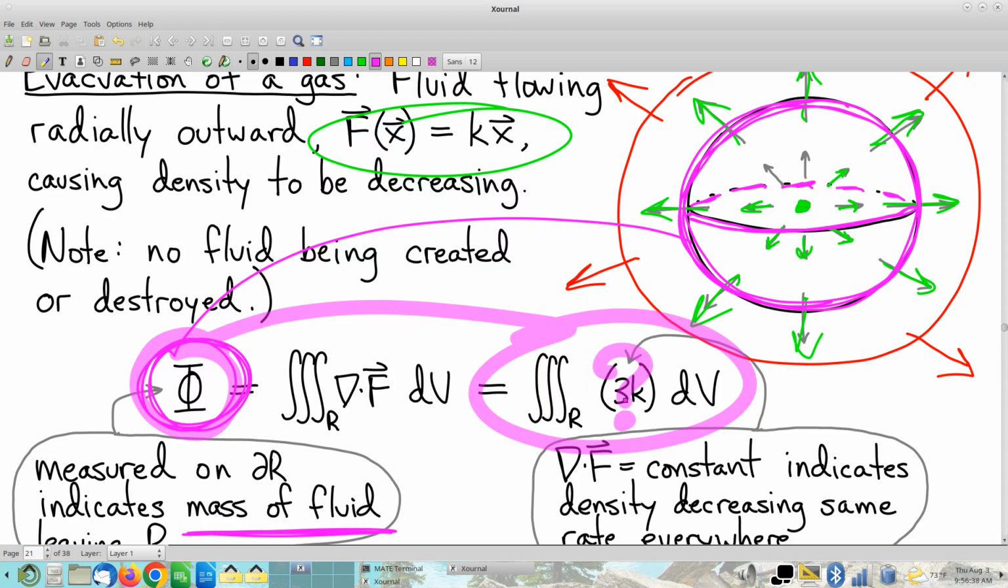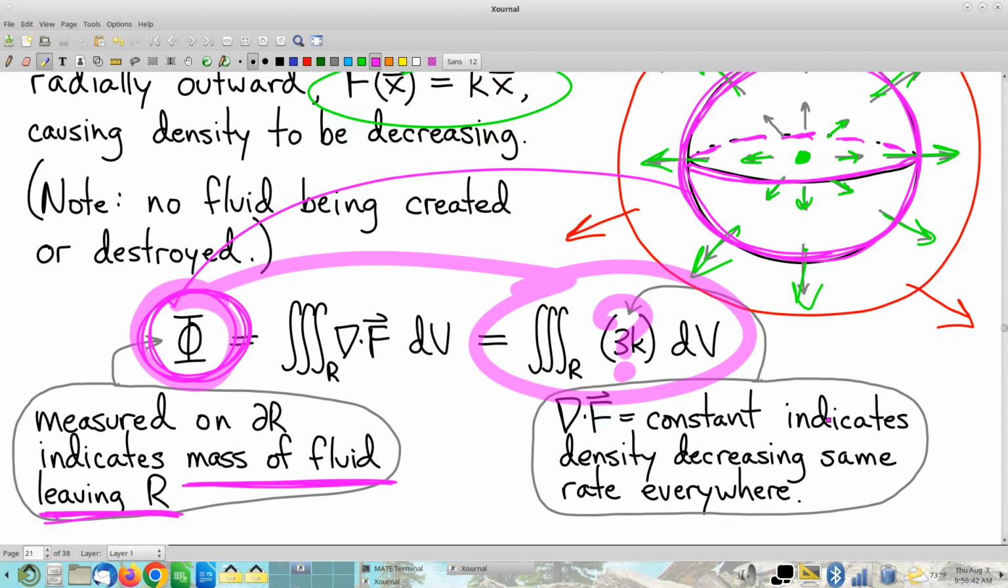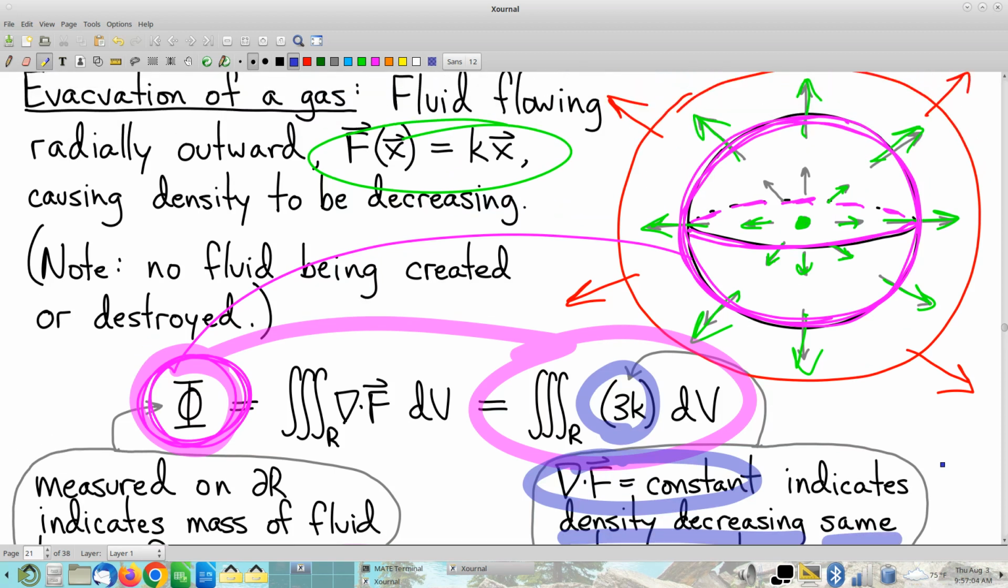on this picture? And I claim that this 3k, oh, you know what, bad color choice. Let me do this in the dark blue again. This 3k, being the divergence, being a constant, tells me that the density of the air on the inside is decreasing at the same rate everywhere inside of that purple balloon.